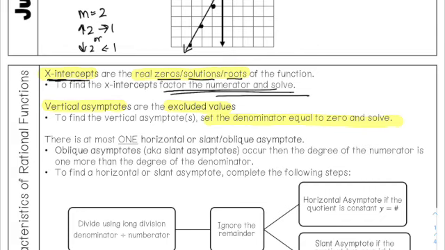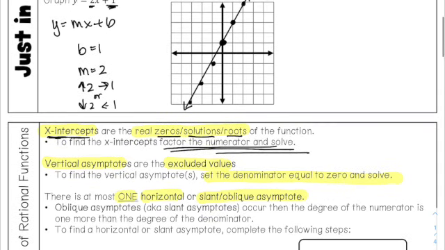Now you will have at most one horizontal asymptote or slant/oblique asymptote. So a slant asymptote is something that's going to look like this line right here. It's on a slant, right? We have a slope here. So we either say that's a slant asymptote, sometimes it's also called an oblique asymptote. The slant and oblique mean the same thing. So you will either have a horizontal or you will have a slant or oblique asymptote. You will never have both.